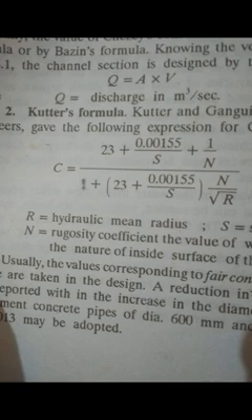The numerator is divided by 1 plus 23 plus 0.00155 divided by S, where S is the slope, N divided by root R, where N is the coefficient and R is the hydraulic mean radius. Both are the same. R is equal to A divided by P, area divided by perimeter, don't forget. That is the hydraulic mean radius. So that is Kutter's formula.